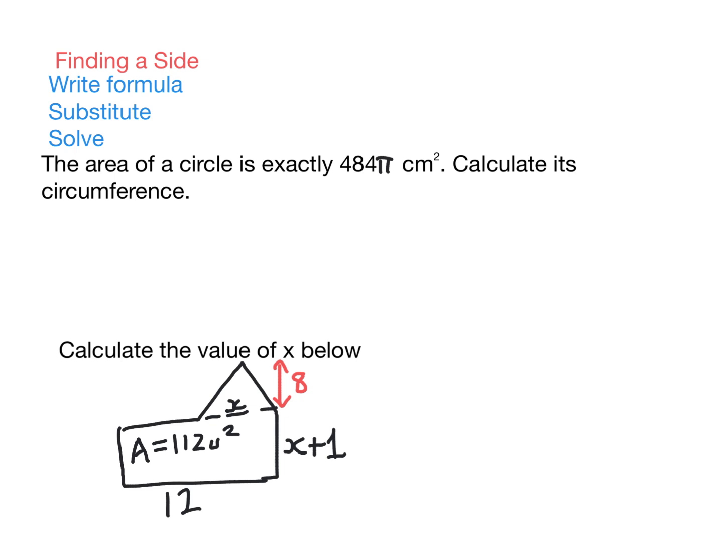So here we're going to look at finding unknown sides when you know the area or volume of a shape. So always follow these steps. Write the formula, substitute, and then solve. So hopefully those steps will become clearer after we do an example.